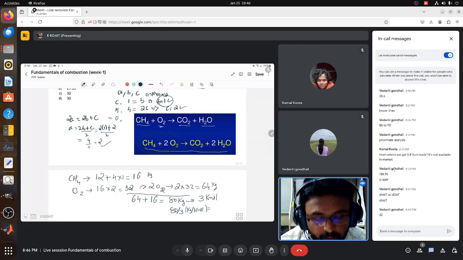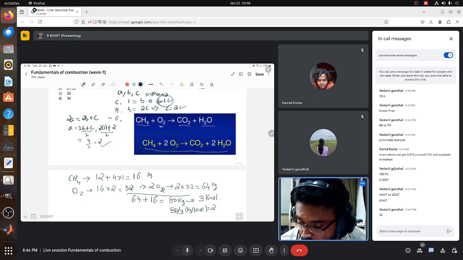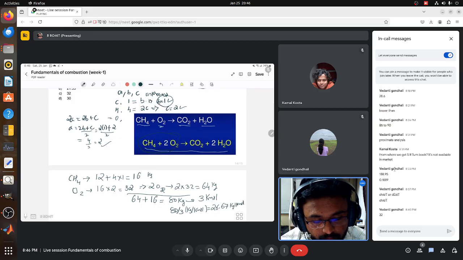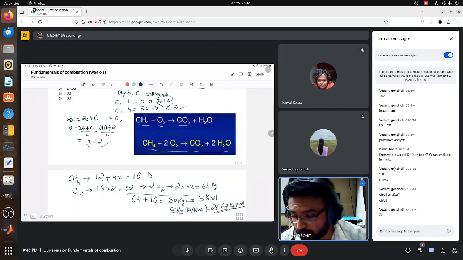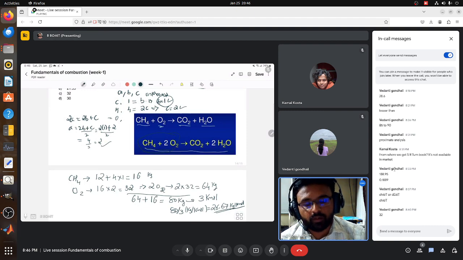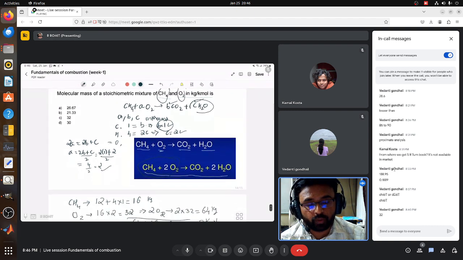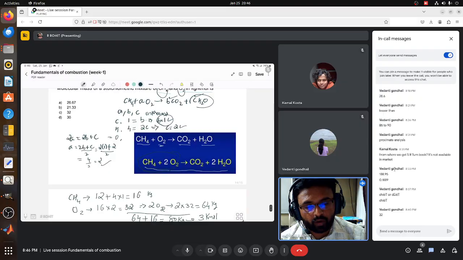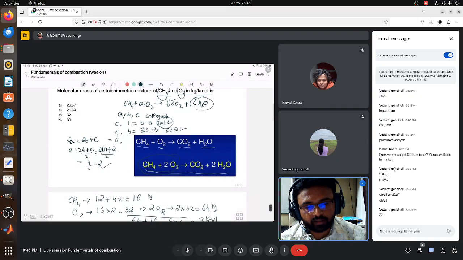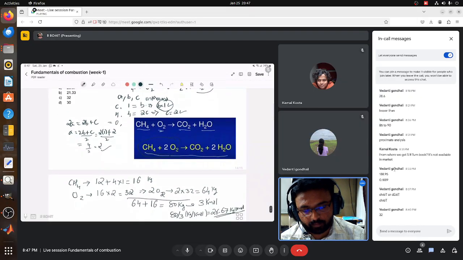So this 80 by 3 is nothing but 26.67 kilogram per kilomole. So this will be the molecular mass of the stoichiometric mixture of methane and oxidizer in kilogram per kilomole.